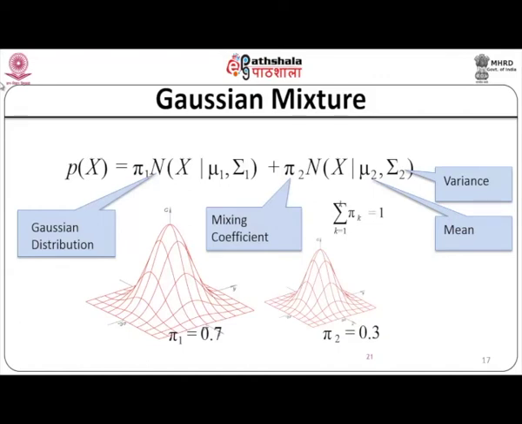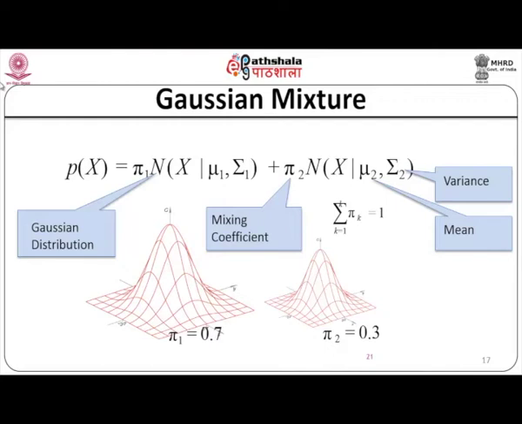So, you have the pi, you can see pi 1 equal to 0.7 and pi 2 equal to 0.3, and you have the variance, the mean, and the mixing coefficient. So, you have 2 Gaussian distributions like before, which have 2 different means and 2 different variances. Any Gaussian distribution has a mean and a variance, and you also have a mixing coefficient of 0.7 and 0.3. The total of the mixing coefficients should be equal to 1.